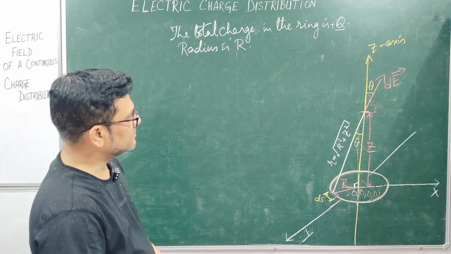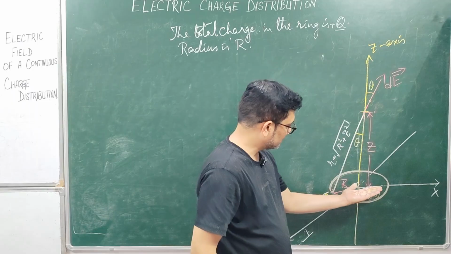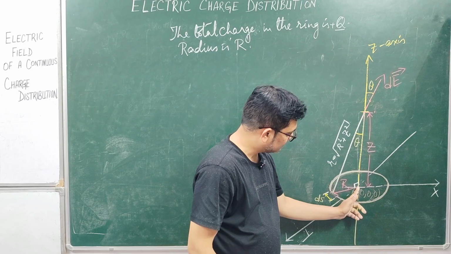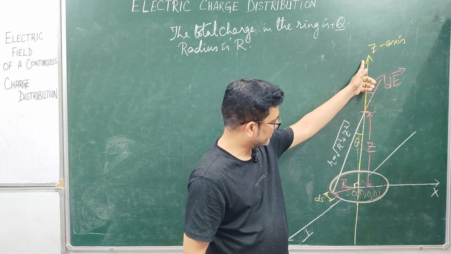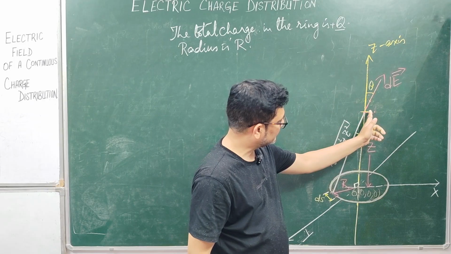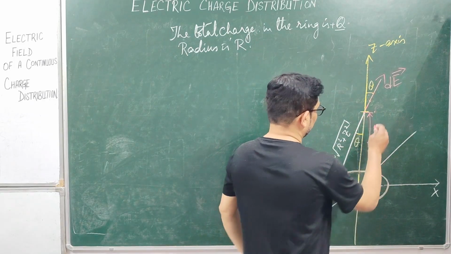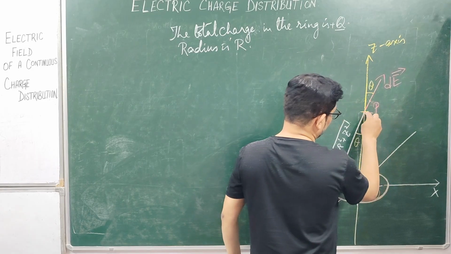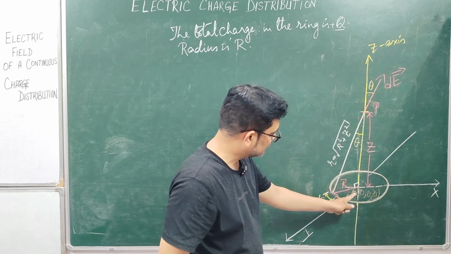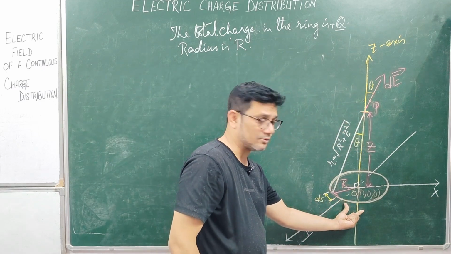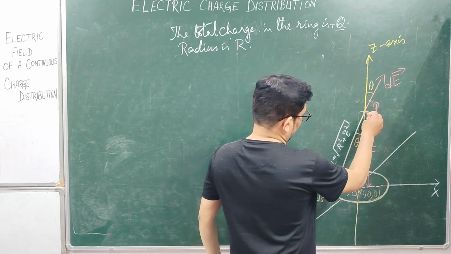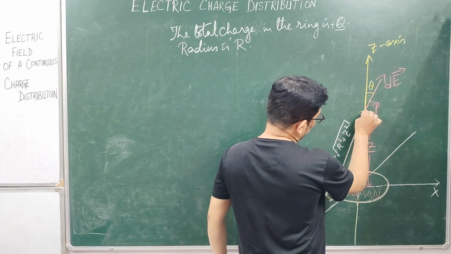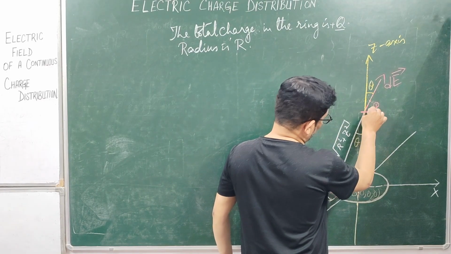Well, so let's understand the geometry again. We have placed this on the xy plane. The Z axis is passing exactly through the center. And we are interested to find the net electric field at point P, which is at any point, at a distance Z, lying on the axis of this ring. And this ring has a radius R. And we are interested to find what is the net electric field at point P.